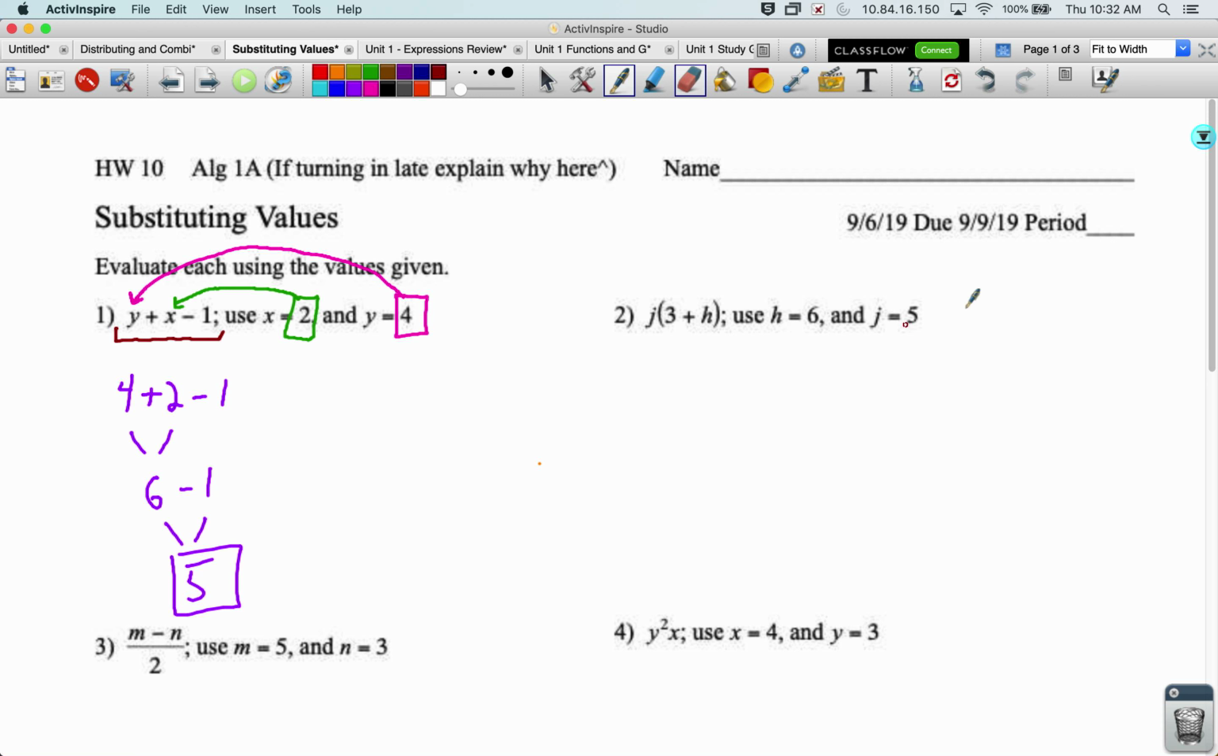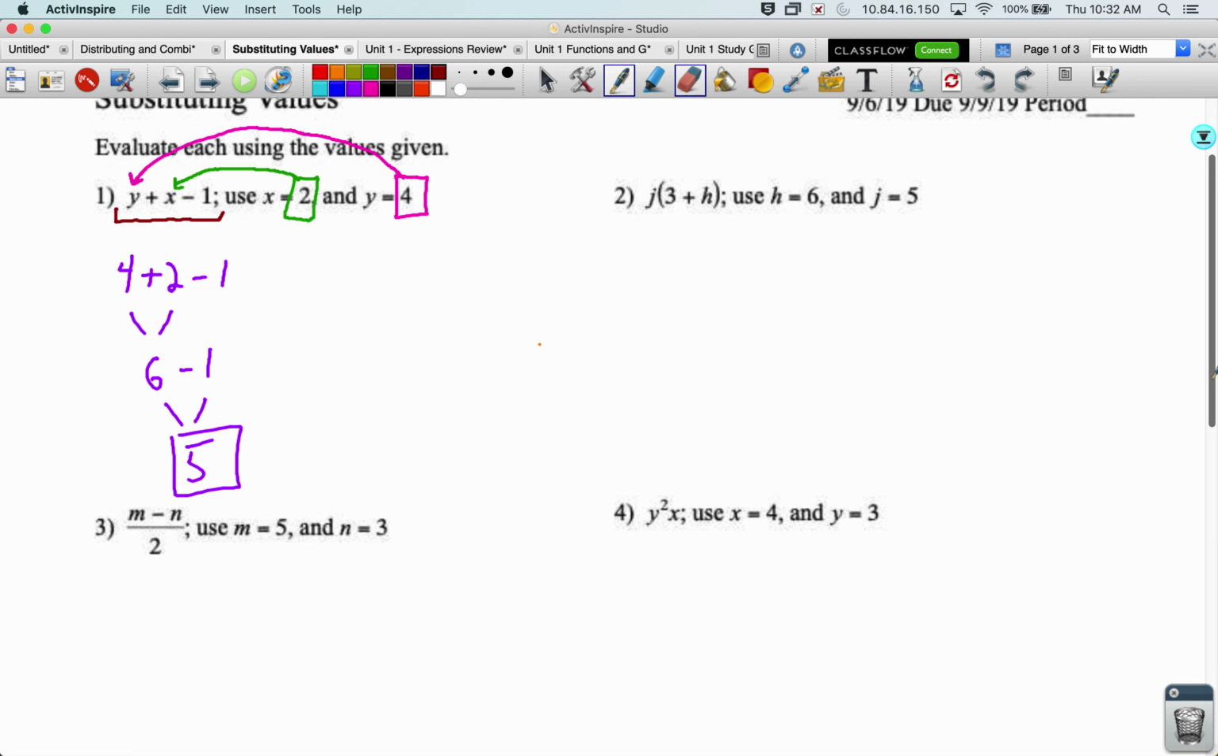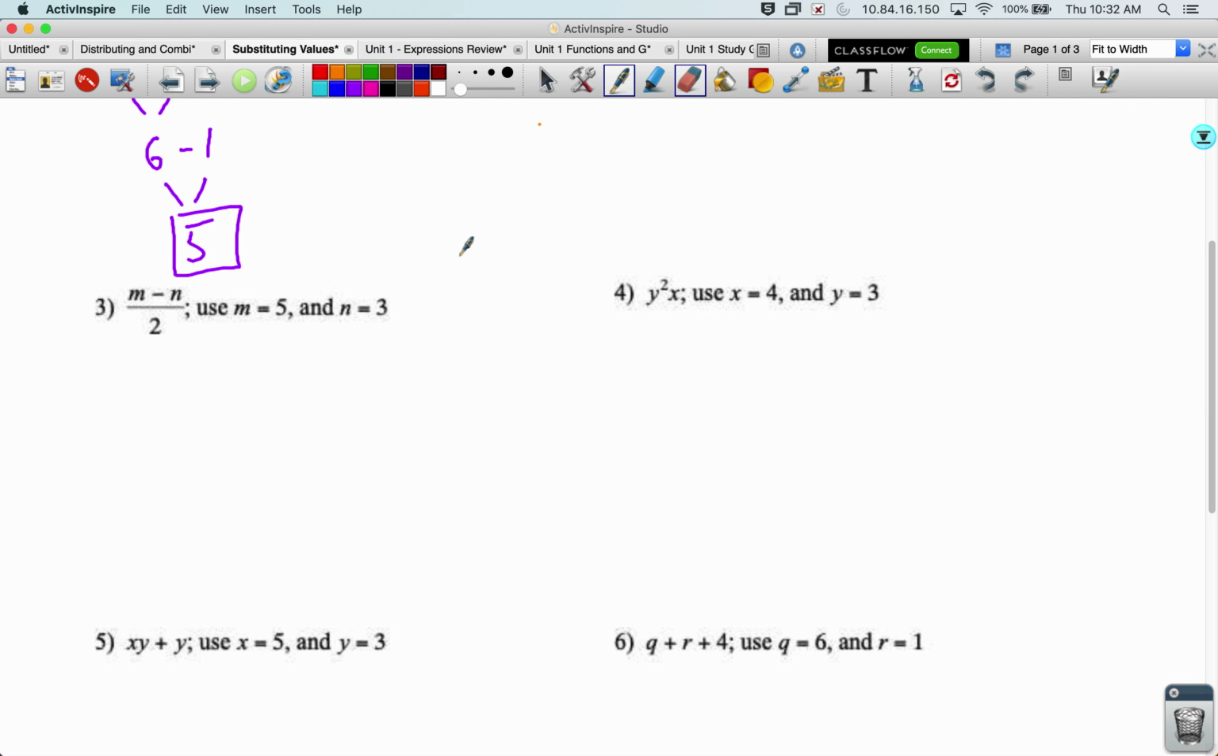All right, let's look for one where maybe we have some more complicated operations. Number 3. I'm going to replace that m with a 5, that n with a 3, and let's see what happens. We've got 5 minus 3 over 2. We do the 5 minus 3 first, even though subtraction does not come first in PEMDAS. The fraction itself is functioning like a grouping symbol and saying you have to simplify the top and the bottom before you can do this division. So this here equals 2 over 2 equals 1.